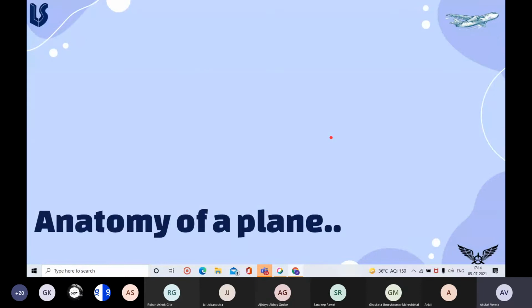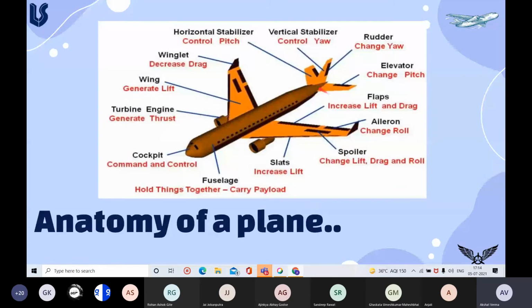Now let's have a look at the anatomy of a plane. What are the different parts of a plane which affect its flight? This is a general schematic of an airplane. This is the main body of the airplane, the fuselage, and it holds everything together. The main things I want to explain here are the control surfaces, which we have also covered in the videos provided for week 1 resources.